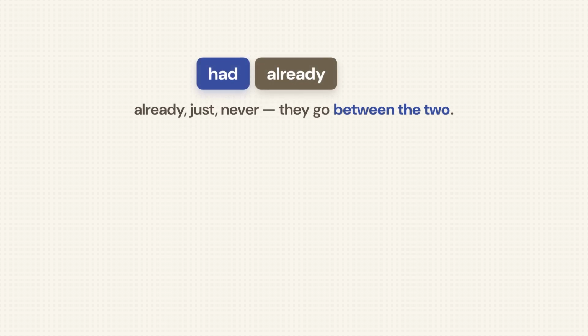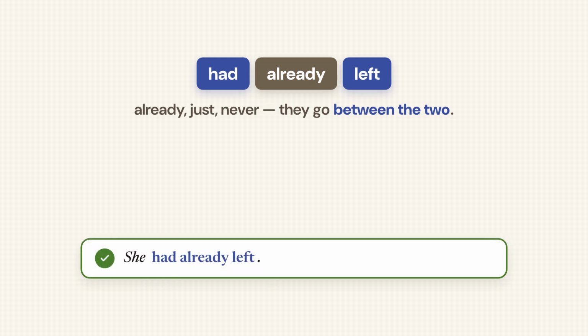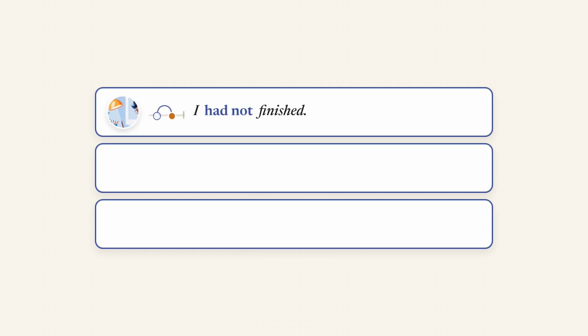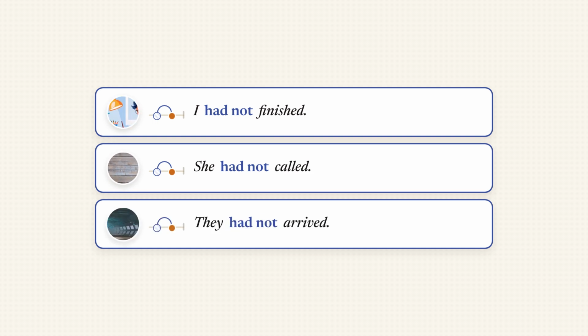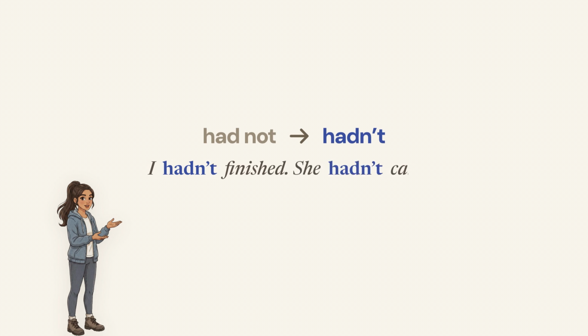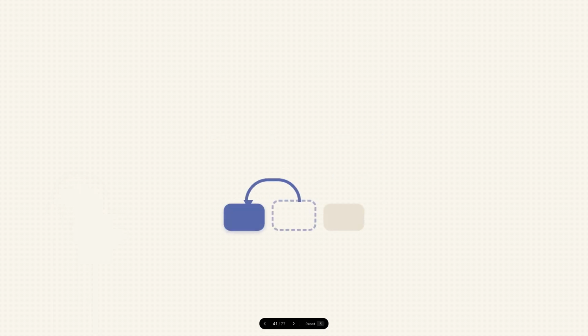Notice where those little words sit. Already, just, never. They go between "had" and the main verb. She had already left, not she already had left. Negatives are easy. Put "not" after "had." I had not finished. She had not called. They had not arrived. And in normal speech, you squeeze it. Hadn't. I hadn't finished. She hadn't called. That is what you will actually hear people say.